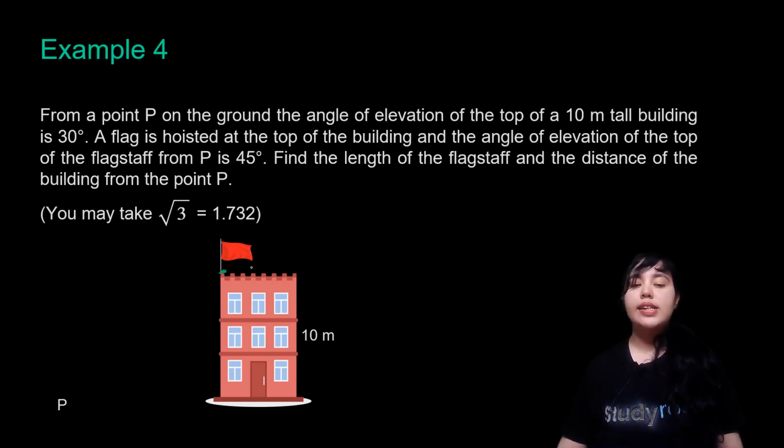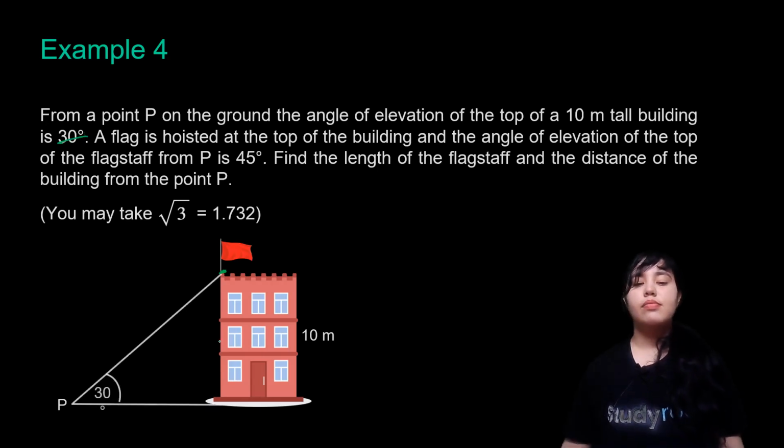Okay, so that is this line of sight, and this is the horizontal level. The angle between them is 30 degrees. So basically it looks like this. Then they are saying a flag is hoisted at the top of the building. So this is your flag and the angle of elevation of the top of the flag staff.